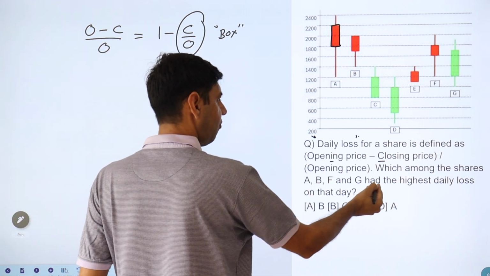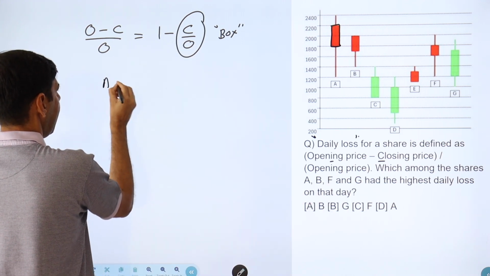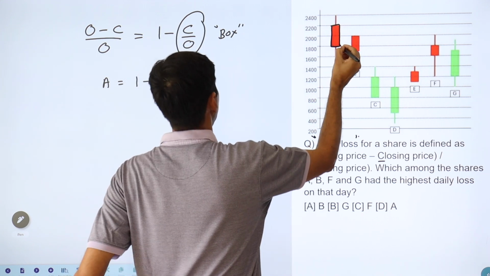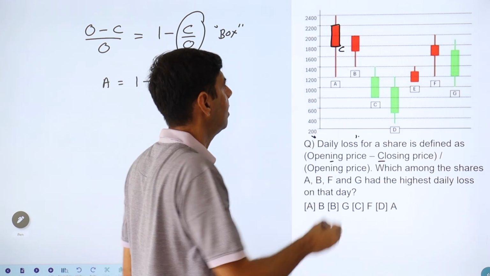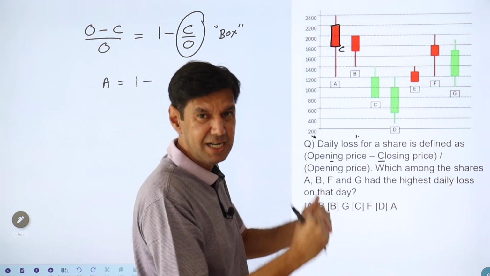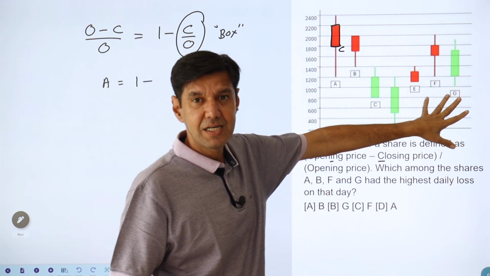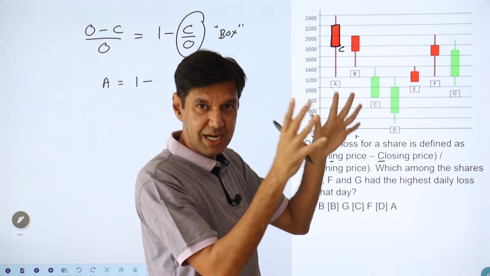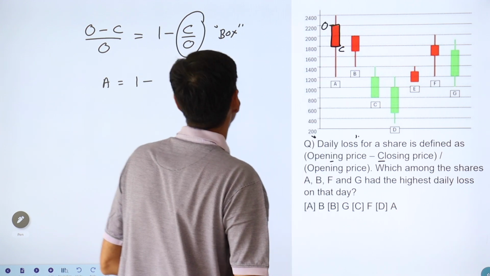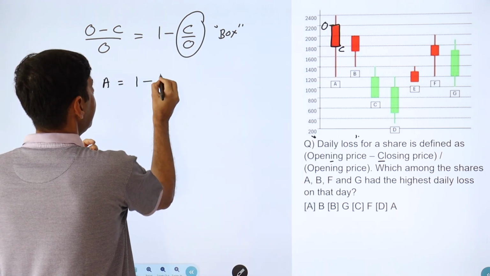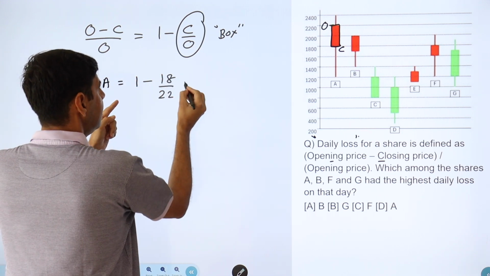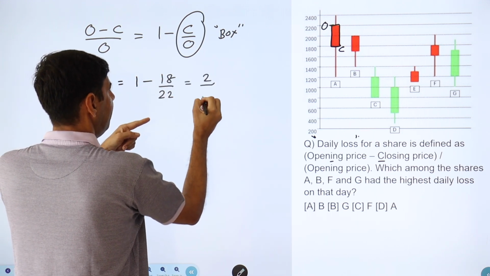So let's calculate for A, B, F and G. For A, the daily loss will be 1 minus A, the close is the bottom, because it's bearish, it has ended lower. Or else there's a legend given, no? In that legend it clearly says for the red one, the lower one is close and this is the open. So it shouldn't be very difficult, 18 by 22. And 18 by 22 is 9 by 11. So this is going to be 2 by 11.